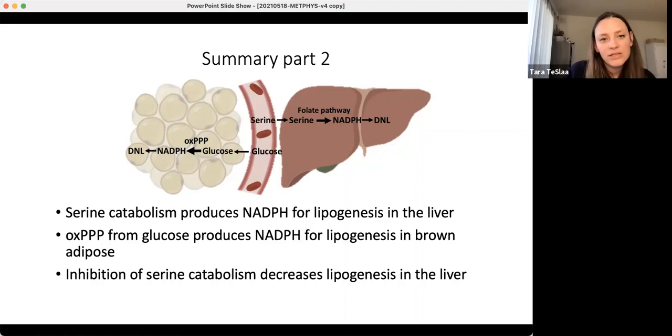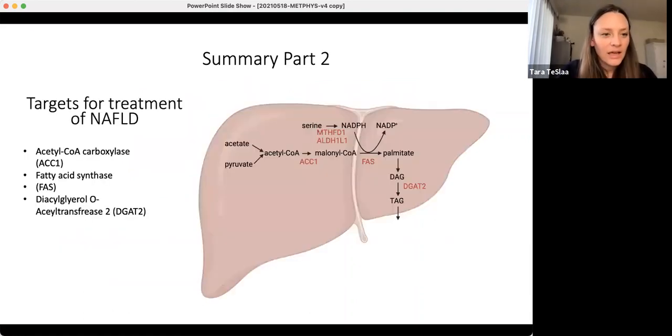And so we're really interested in the role of this pathway in the development of fatty liver disease. And just to put this in context, there's a lot of enzymes in the lipogenic pathway that are being targeted in clinical trials for the treatment of fatty liver disease. And so the serine catabolism pathway seems to be another alternative target. And so we're really interested in looking into the role of this pathway and whether this is a good target.